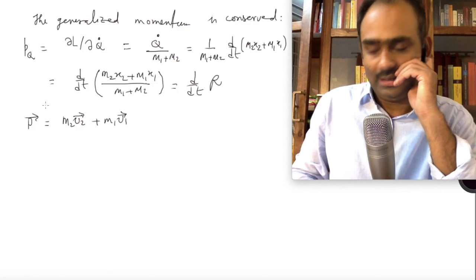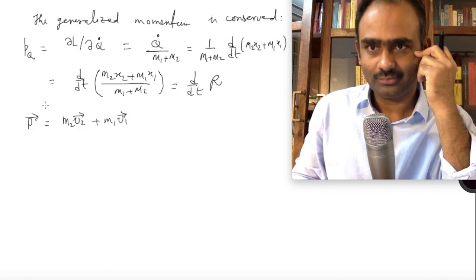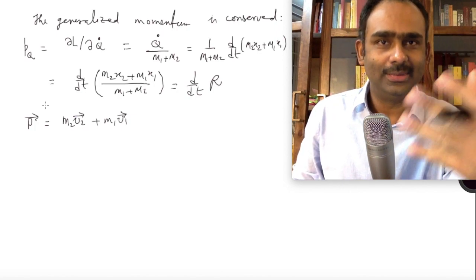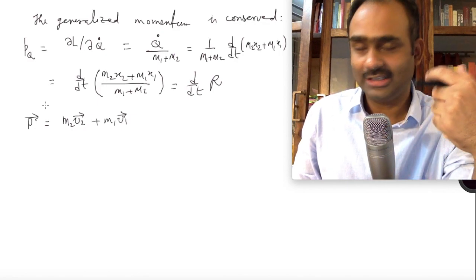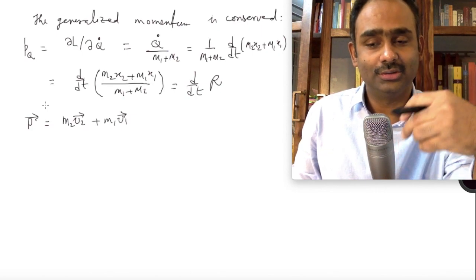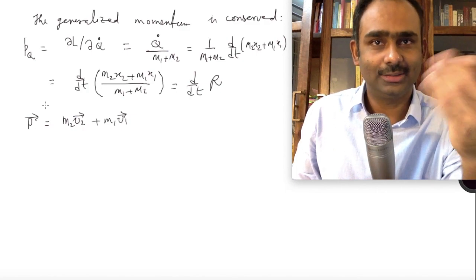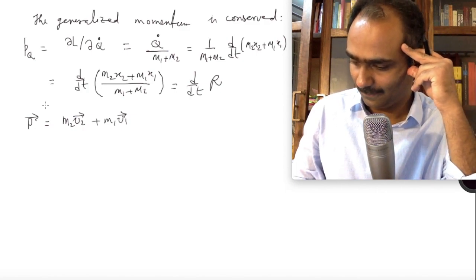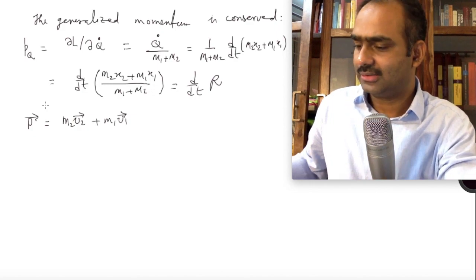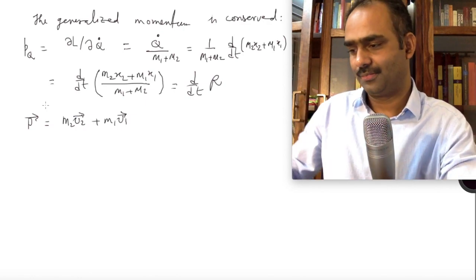Okay, that's one, but also we have realized that a good choice of generalized coordinates will make this thing apparent. And you'll be able to make some of the coordinates cyclic depending on what the situation is. Let me say a little bit more about the coordinates small q and capital Q.